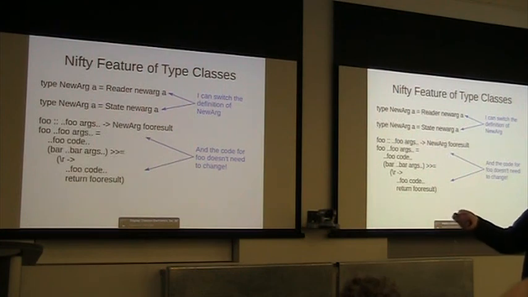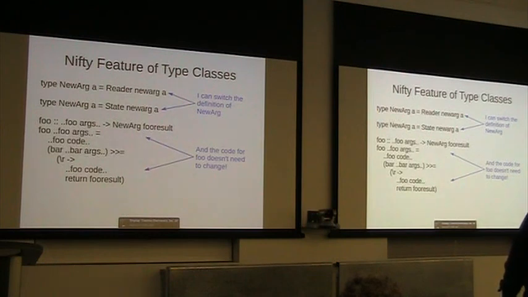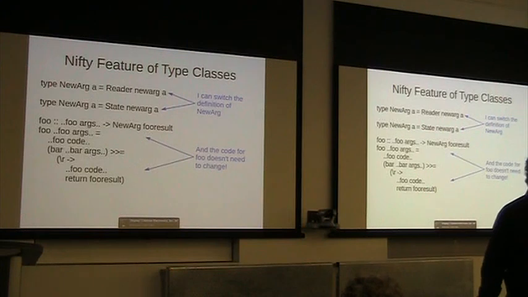Well, I'm explicitly stating my types here. So I have two different type defs that I'm switching back and forth between. What does a new arg A mean? Is it a reader monad or is it a state monad? That's where I'm doing the change. Does that make sense?